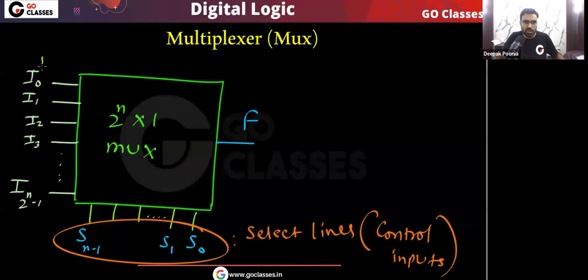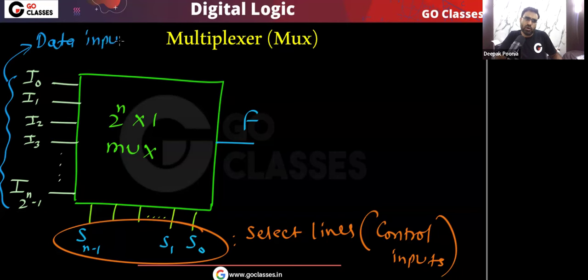These 2 power n inputs are called data inputs, or you can call them input lines. And there is only one output line. This is called the output, or output line, and there is only one output.